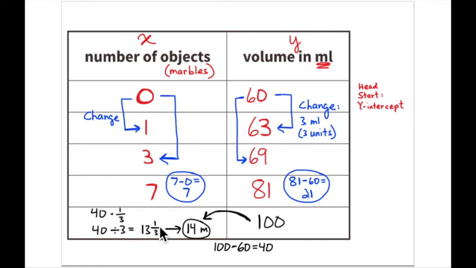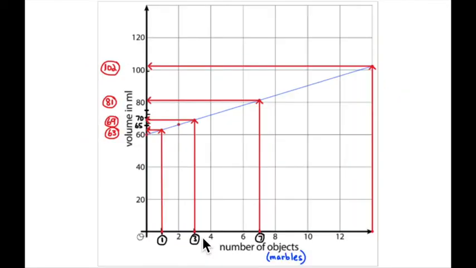Well, you cannot add 1/3 of a marble. So you have to add 1 more marble to get to 100 milliliters. So the cylinder is going to overflow by 2 milliliters. So the number of marbles you add to get to 100 is 14 marbles.